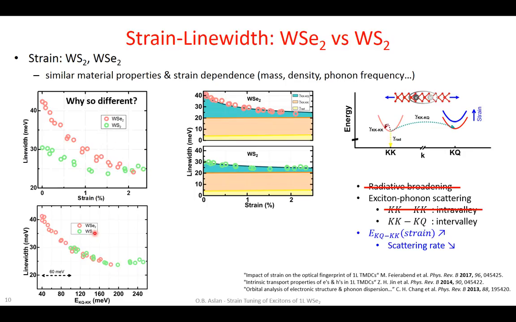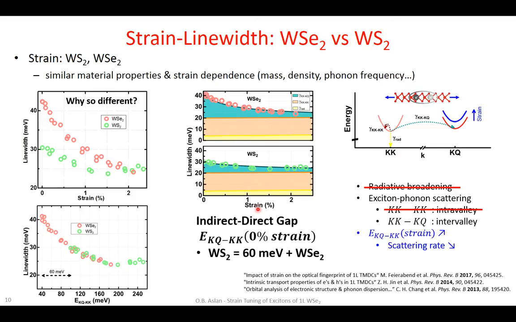So for tungsten disulfide and tungsten diselenide, we calculate the strain dependence of the KQ minus KK energy difference, and we realize that if we shift the tungsten disulfide data points by 60 meV, we can mesh the two data sets very well. So basically, it means that the indirect minus direct gap separation for tungsten disulfide is 60 meV larger than tungsten diselenide at 0% strain. So once again, tungsten disulfide is a more direct gap material than tungsten diselenide by 60 meV. That is why it already has a good line width.